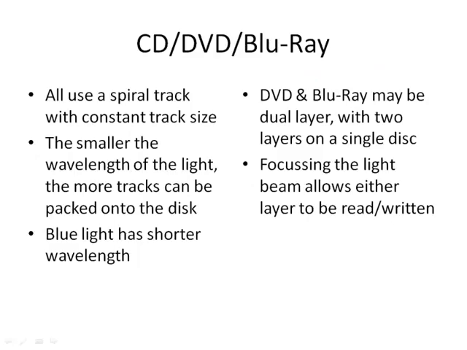CD, DVD and Blu-ray all use a spiral track with constant track size, so the data spirals out from the centre of the disk. And with the principle that the smaller the wavelength of the light, the more tracks can be packed onto the disk, because you're able to pick up smaller and smaller bumps. You're able to detect smaller bumps with a smaller wavelength of light. Blue light has the shortest wavelength out of red and blue, and so where CD and DVD used red lasers, the blue lasers in Blu-ray are able to encode and detect data in much smaller areas.